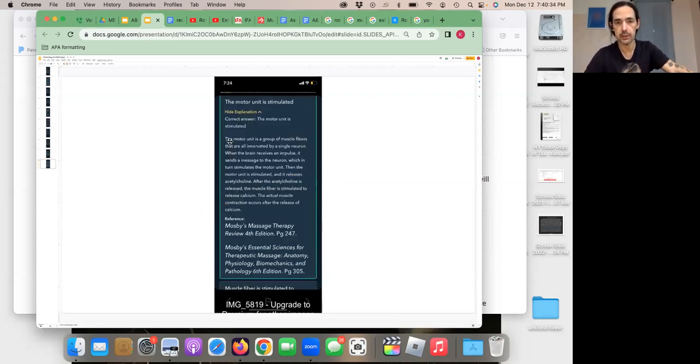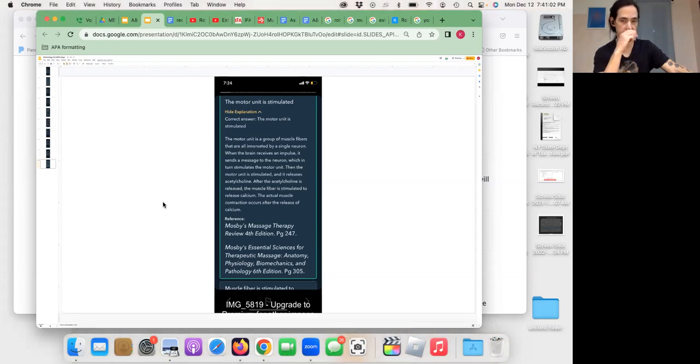Okay, this is a good read. I also have a nice video on this in your notes. The motor unit is a group of muscle fibers that are all innervated by a single neuron. When the brain receives an impulse, it sends a message to the neuron, which in turn stimulates the motor unit. When the motor unit is stimulated, it releases acetylcholine. After acetylcholine is released, the muscle fiber releases or dumps calcium. The actual muscle contraction occurs after the release of calcium.